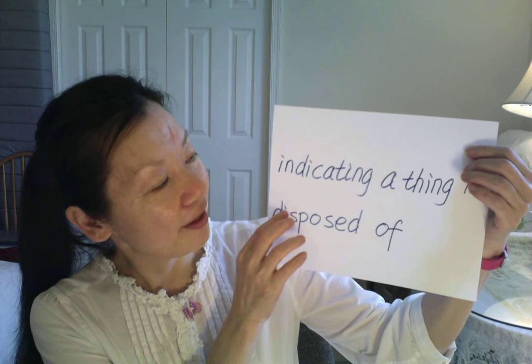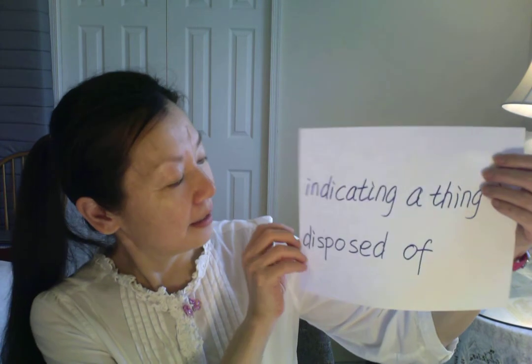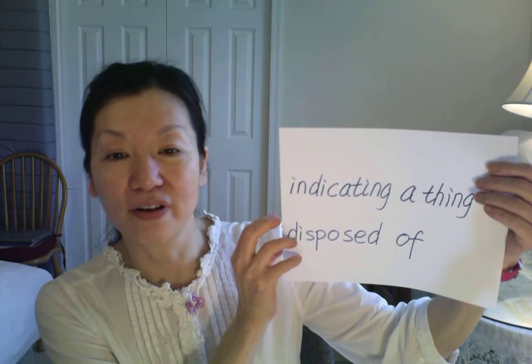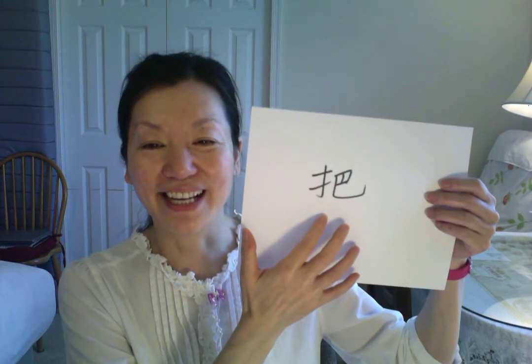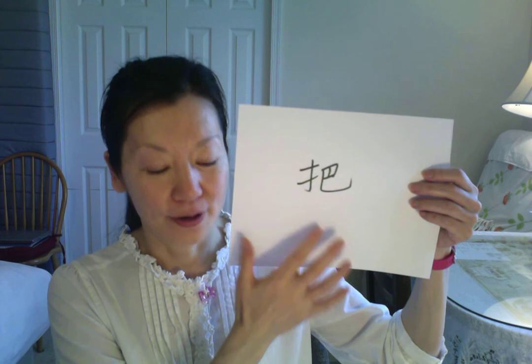Indicating a thing, it's disposed of. In Chinese, what do we say? We say 把, one more time, 把. Last time we already learned this character from lesson 14. It's a major word, right? 把, okay. Let me see the next one.